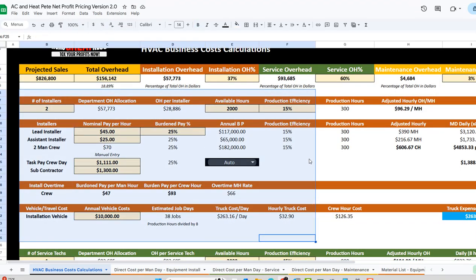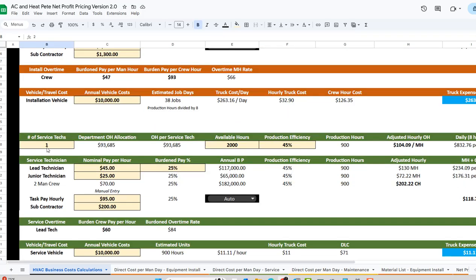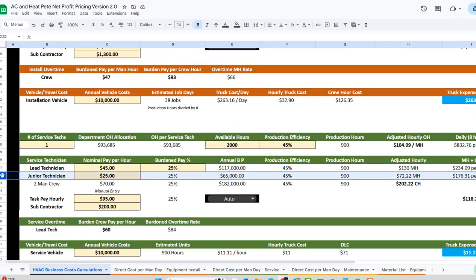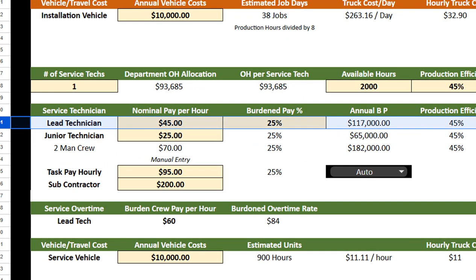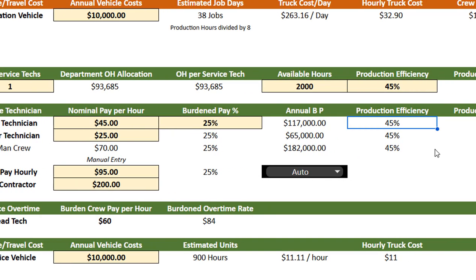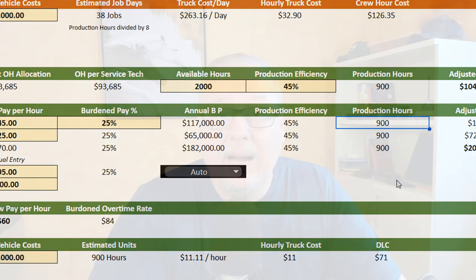This is the installation department. Again, this is just a little one-man operation with a helper. Over here I've got just one tech, because I can't bill for that junior technician here, right? So I only bill for the lead technician. But if I'm 45% efficient, that's pretty darn good. 45 to 50, that's pretty good. That means I'm billable 900 hours.